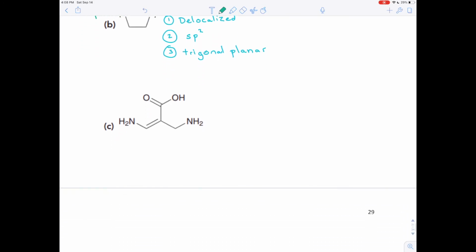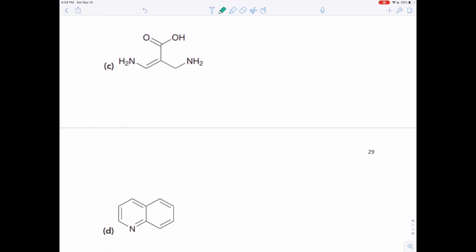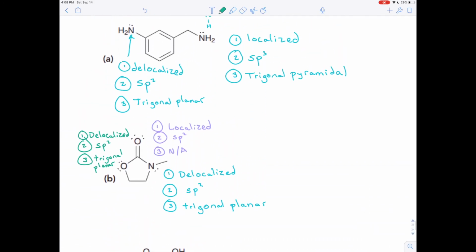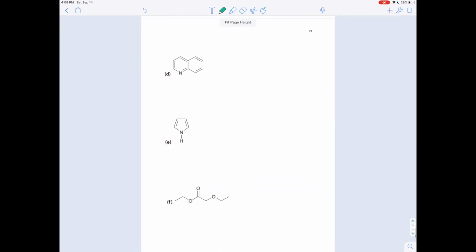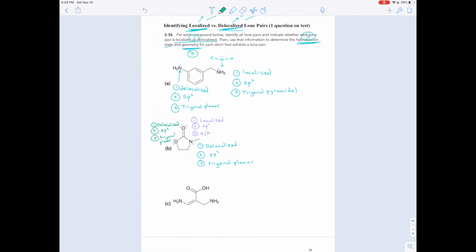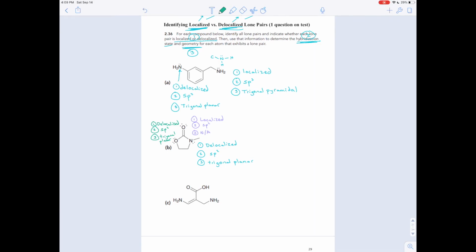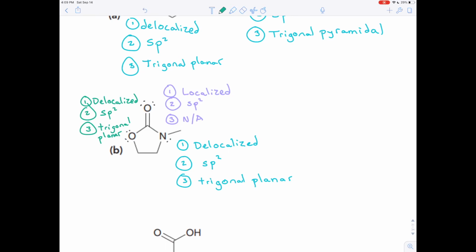Okay, let's go to C. And actually, I'll stop there. We'll do C, D, and E, F in separate videos to avoid making the videos too long. Just one last note about 236b. We mentioned how these electrons here would be in a p orbital that's parallel with these two.